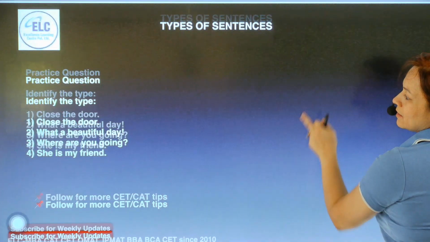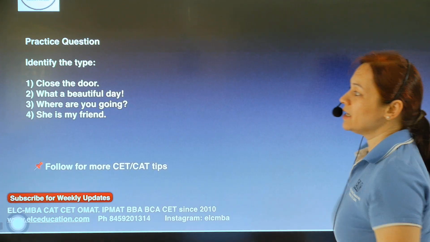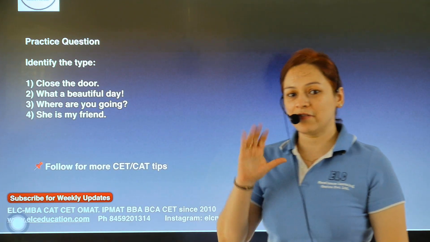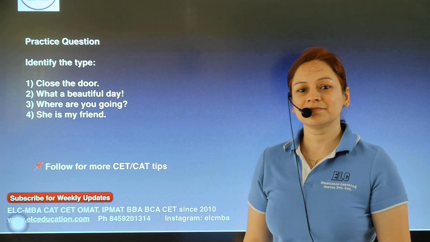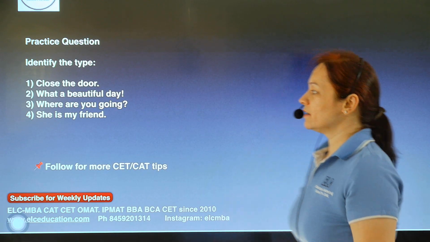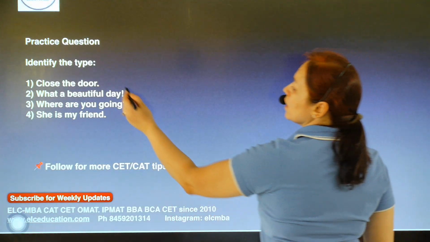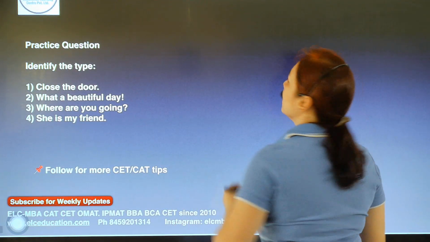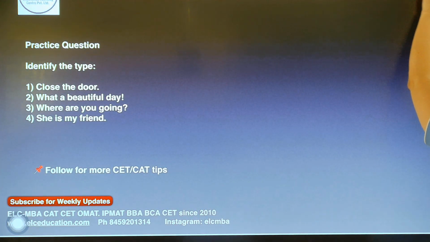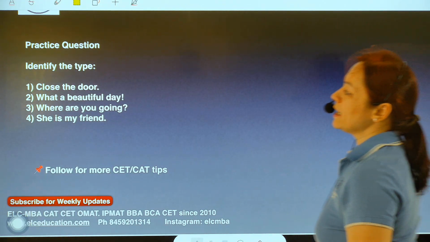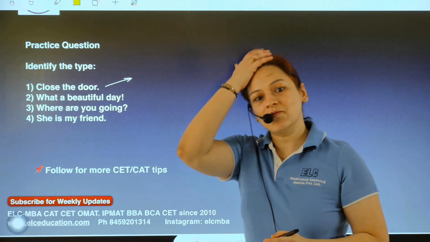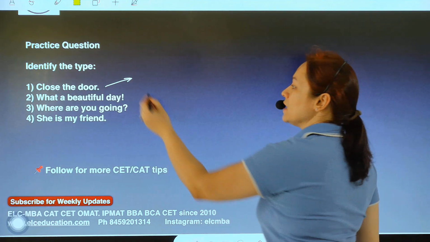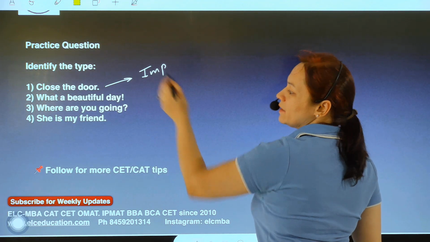Let's do a quick practice question test. Identify the sentence types. You have 5 seconds. Perfect. Let's have a look. Close the door. What am I doing over here? Can you tell me what would be the sentence type? This particular sentence is telling someone to do something, and hence it has to be an imperative statement.